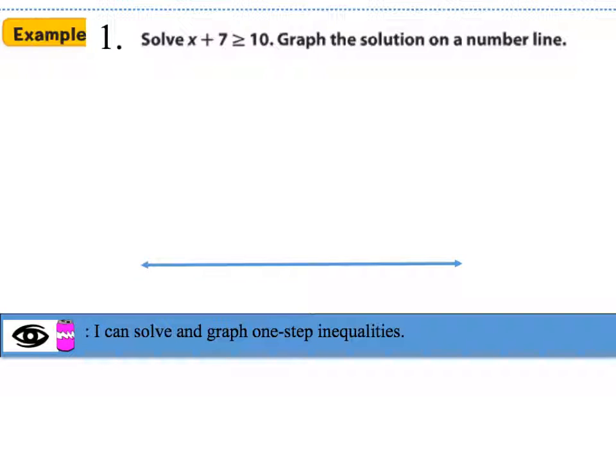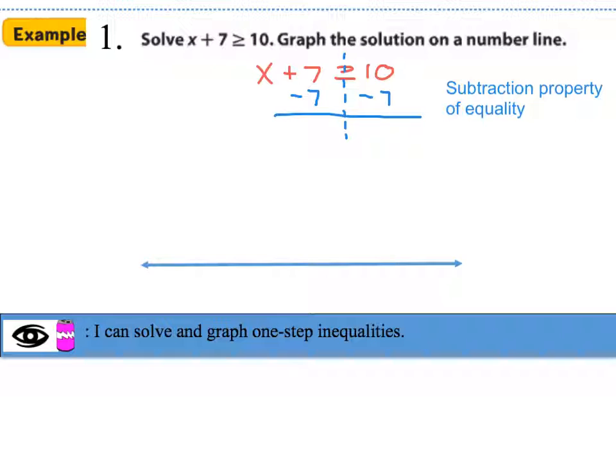For example 1, it says solve x plus 7 is greater than or equal to 10 and graph the solution on a number line. So the first thing I want to do is let's go ahead and draw a fulcrum down the center of the inequality. And let's start on the left-hand side because that's where our variable is. Let's go after the constant, so let's do the opposite of positive 7, which is minus 7. So let's subtract 7 on both sides. I can get rid of 7 minus 7, that goes away. Drop down the value of x, which is all alone. We've isolated our variable. And let's drop down the greater than or equal to sign.